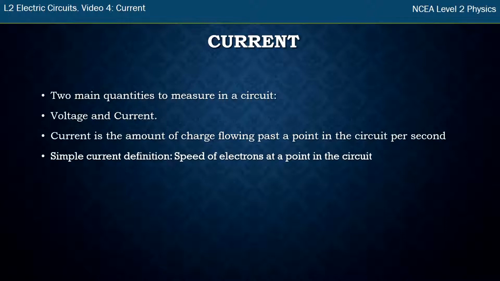And a very simple definition that I give is just the speed of the electrons at a point in the circuit. How fast are those electrons moving? Higher current means the electrons are moving faster. Lower current means the electrons are moving slower. So it's a very simple definition.